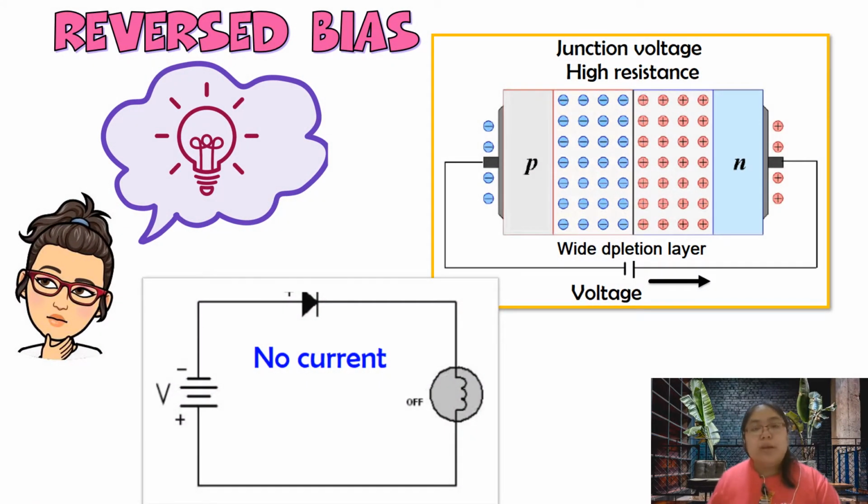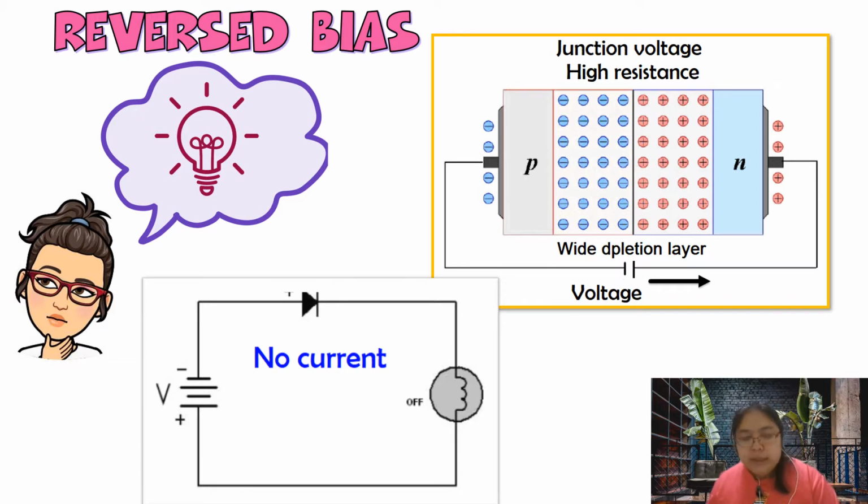Okay, this part is what I want to explain: reverse bias. Can you see the center part? There's a depletion layer, and it becomes wider. When it becomes wider, the electron and the hole are pulled back from each other. They are pulled far away from each other, which means the current cannot go through.